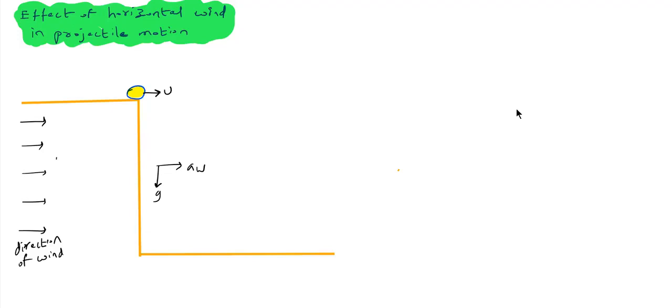Good morning, kids. We'll be discussing the effect of horizontal wind on projectile motion. Here is the ball which we are projecting horizontally with speed u from a tower of height h. Now a wind blows horizontally towards the right, and the wind will impart an acceleration.